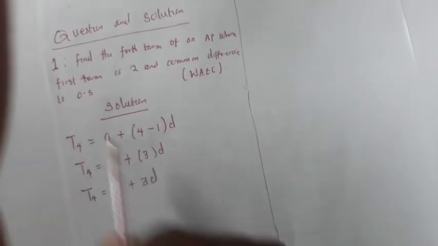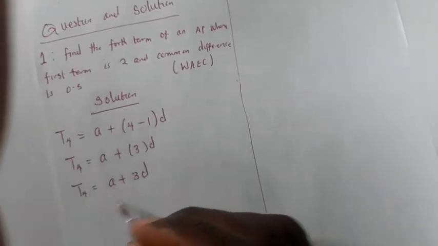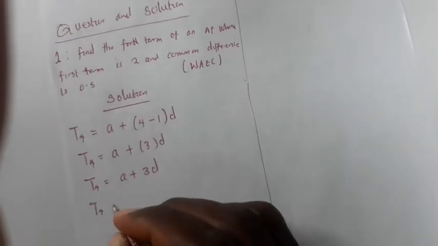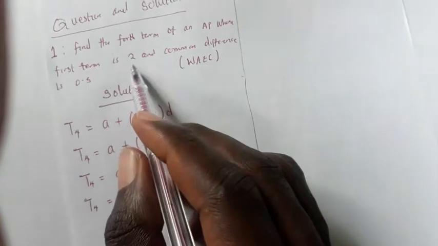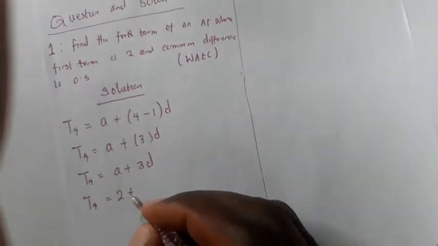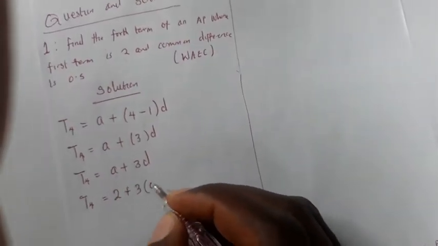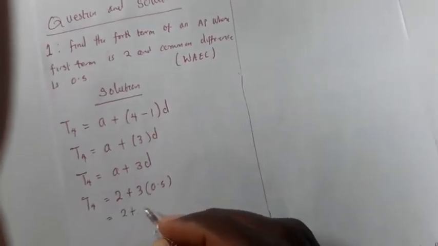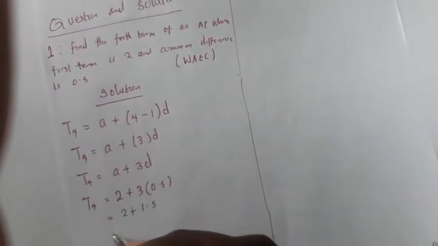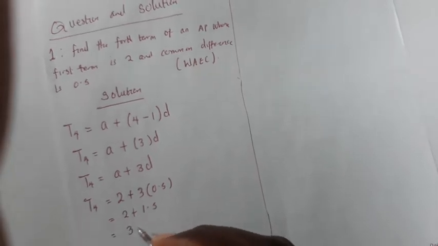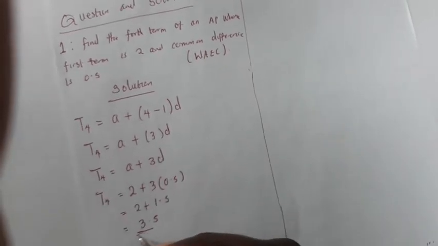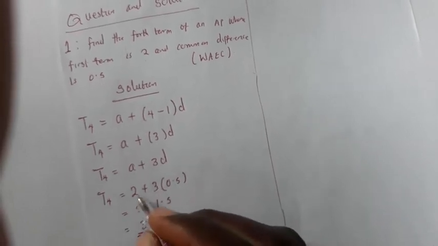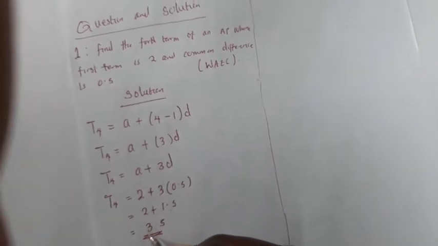Where A is the first term, D is the common difference. T4 now will be equals to A, here is 2. We have 2 plus 3 multiplied by 0.5. From here, we'll have 2 plus 1.5. And the final answer is 3.5. 3 times 0.5 will give 1.5. Plus 2, we have 3.5.